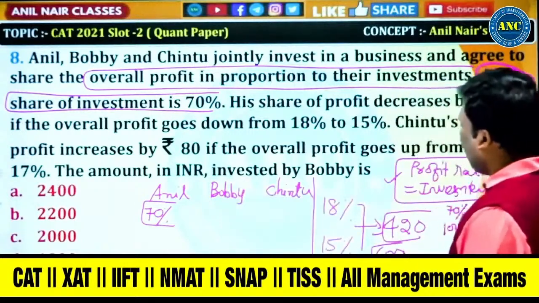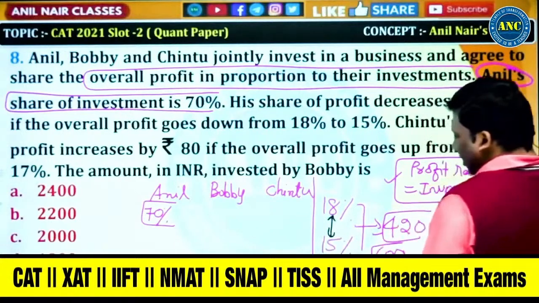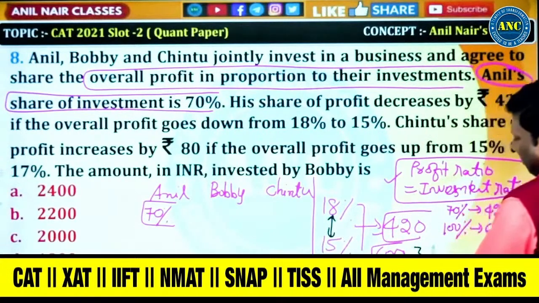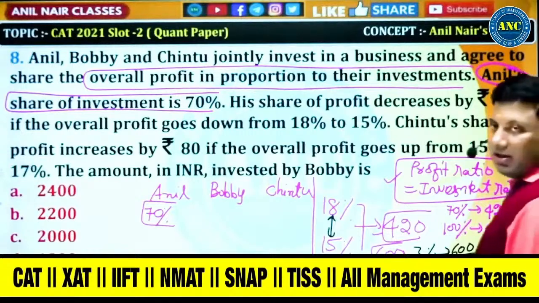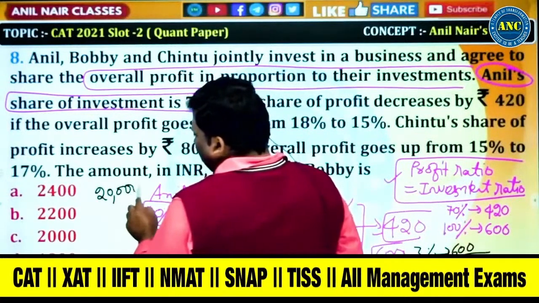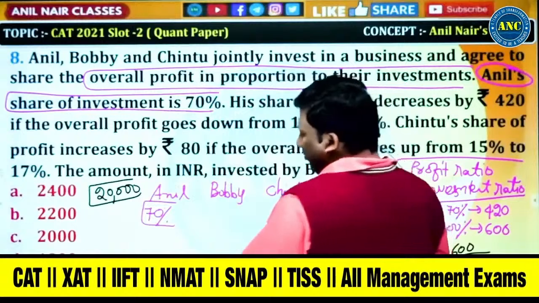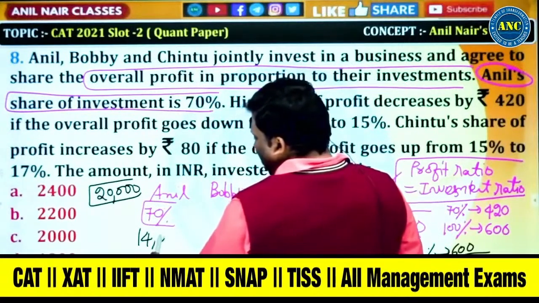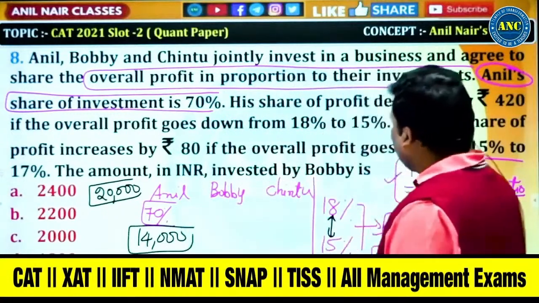Next, let us read. 18% to 15%. What is the dip? 3%. 3% is 600, so 100% will be 20,000. That means 20,000 is the total investment. Anil invested only 70% of 20,000, that means Anil's investment is 14,000. What is the next point given?